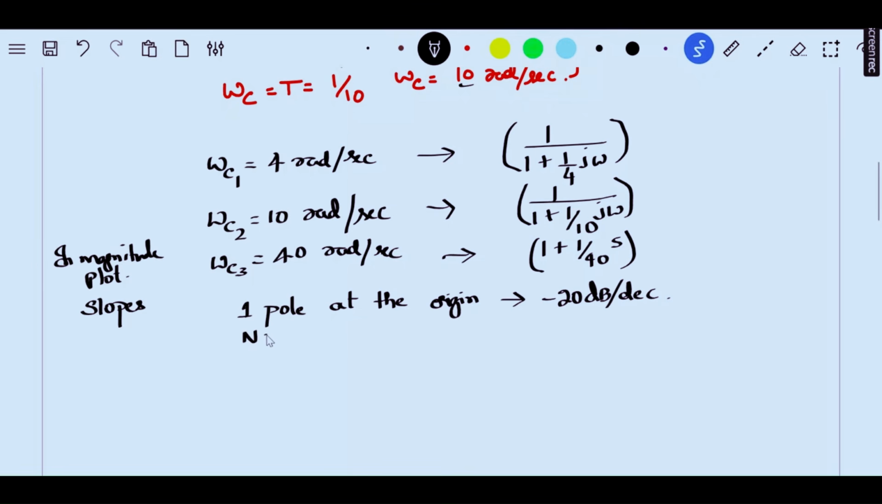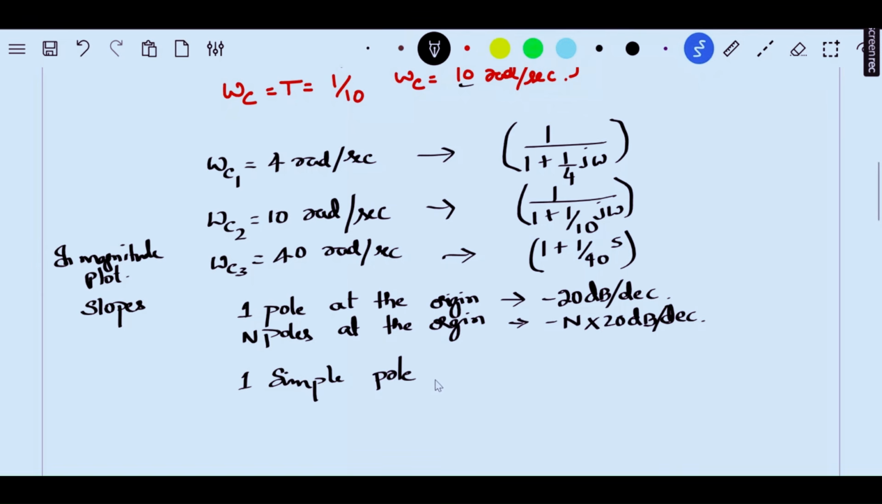Now if you have n poles at the origin, meaning more than one pole at the origin, then the slope this offers is minus n into 20 dB per decade, where n stands for the number of poles at the origin. Now, a simple pole is a pole other than at the origin, meaning a real pole. One simple pole will offer a slope of minus 20 dB per decade.